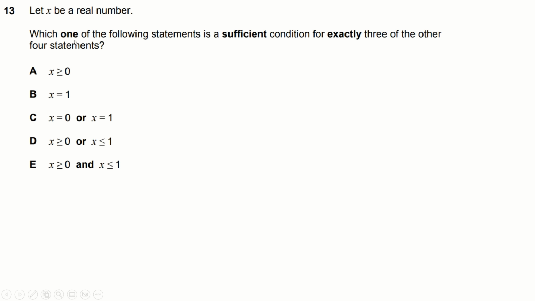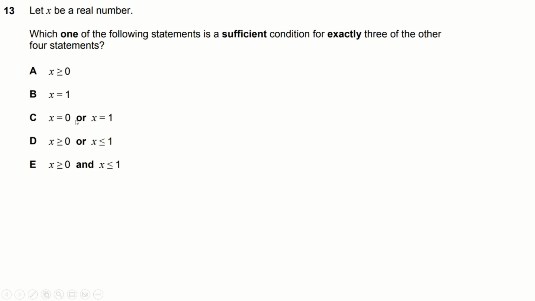X is a real number. Which of the following is sufficient for three of the others? So let's just go through these one by one. If this is the true one, that's not sufficient to deduce this, because this is just saying x could be any positive value or 0. So not sufficient for this.